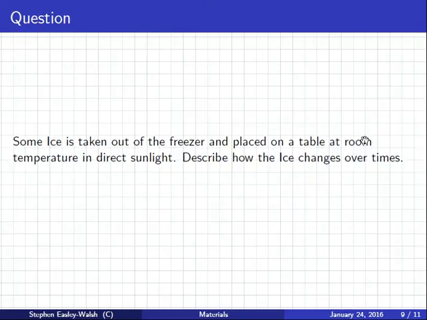Okay, so this one here, it's not even a question. I just wanted to practice vocabulary. Sohi, maybe you can try. I have some ice and I put it on a table. If you remember your words, can you describe what happens to the ice? So you can start with, the ice is a solid and it's placed on the table. Continue.